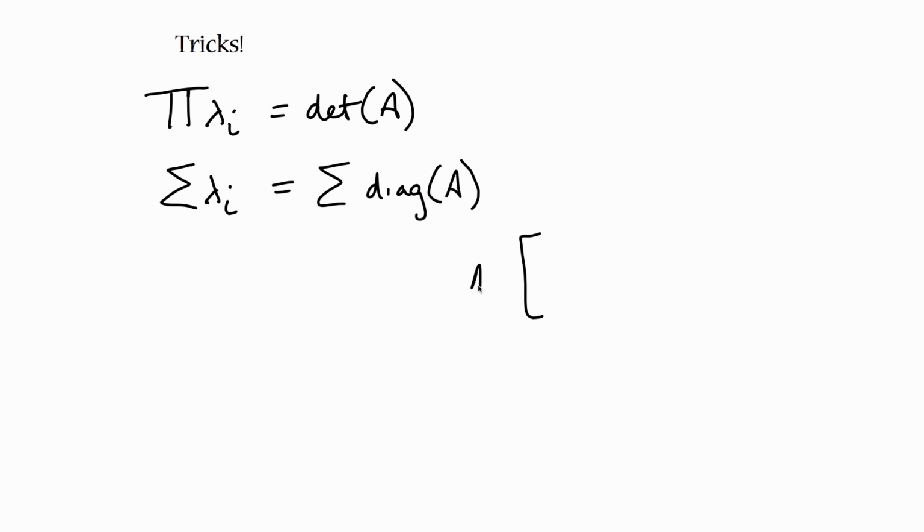Right, so if A is some matrix, the diagonal elements are the ones that have row 1, column 1, row 2, column 2. The sum of all of those should be equal to the sum of the eigenvalues. Handy tricks for checking your homework and making sure you're not making simple arithmetic mistakes like I do all the time.